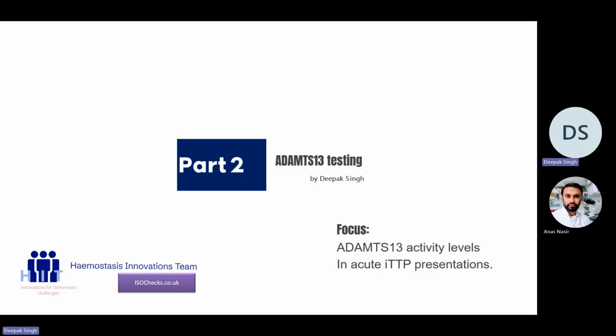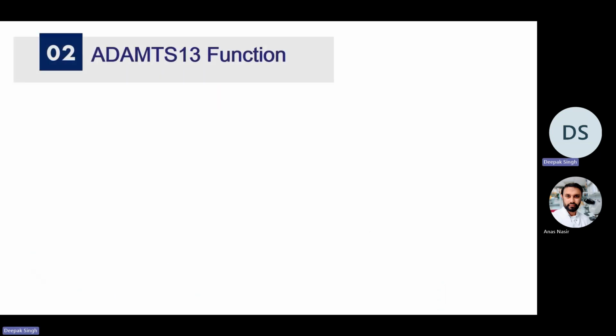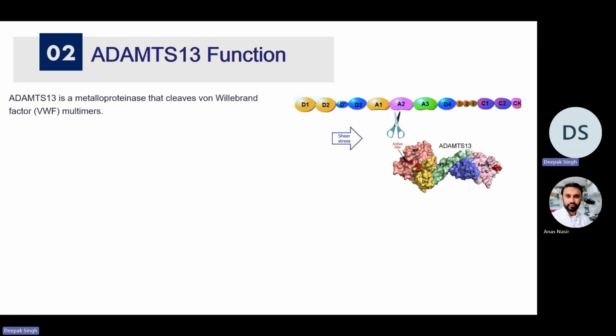Okay, thanks, Matt. So I'll be talking to you about ADAMTS13 testing. I'll be focusing on the activity levels in iTTP presentations. So a little bit more on the ADAMTS13 function, more focus on the lab side. The ADAMTS13 principal function is to cleave VWF at the A2 region to make it into less active forms. Now, the A2 region has 73 amino acids, so the reagents that we use to detect ADAMTS13 activity are denoted with VWF73. So that's where that terminology comes from.